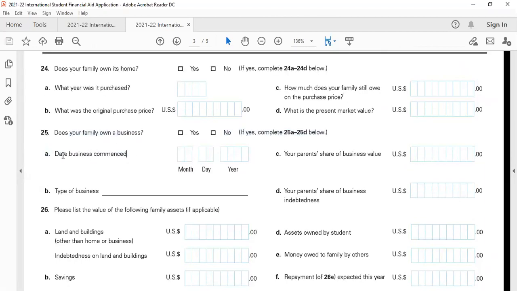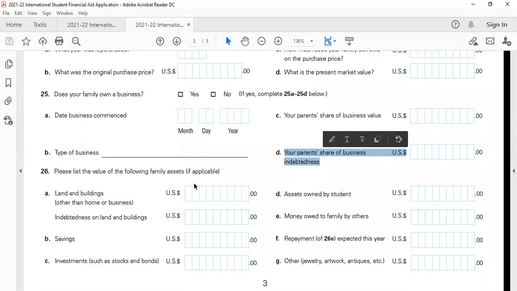Question number 25 is about the business. If your family owns a business, when was the business started, and what's your parents' share of the business value? You need to mention how much your parents invested and what their share is in the total business. What is the type of business, and do your parents owe any money with respect to the business, if the business is under some kind of debt?